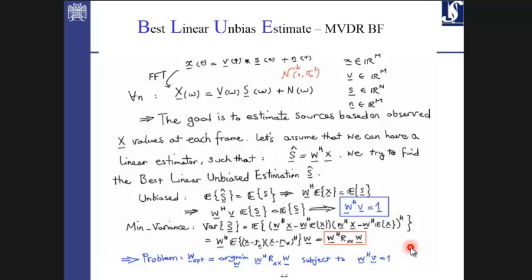Okay? Now the optimization problem becomes, the phase of the problem is here. Find the W which minimizes this variance subject to this constraint. Okay?